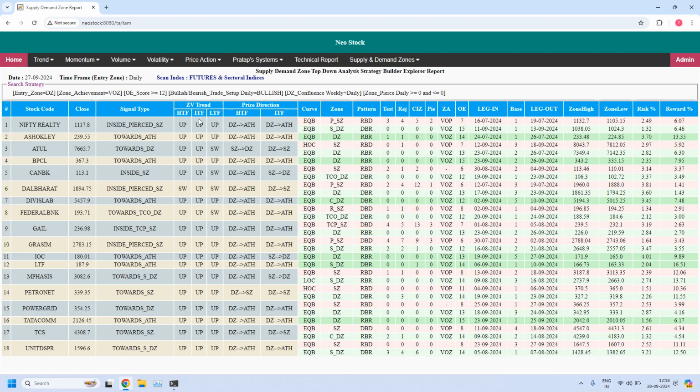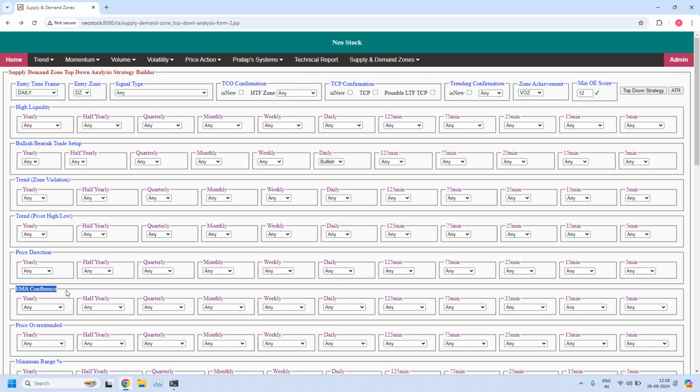Because the trend is up, if any of these zones are having weekly EMA confluence, because daily zone is part of the weekly zone, and if the weekly zone is having weekly EMA confluence, it is even more high probability setup. So let's add EMA confluence filter. In EMA confluence, weekly time frame, because daily demand zone is part of the weekly demand zone, if the weekly demand zone is having weekly EMA confluence, it's a high probability setup. So I enable the filter.